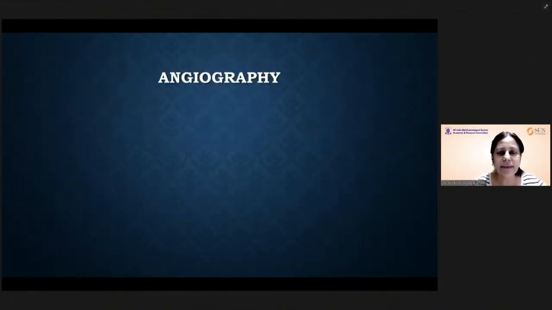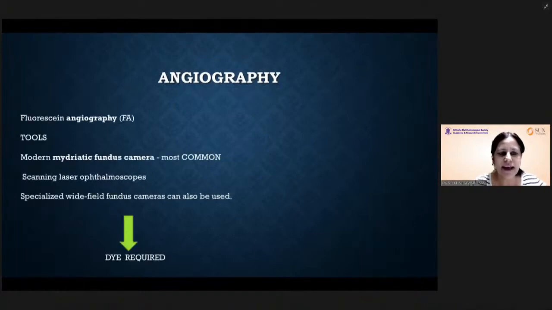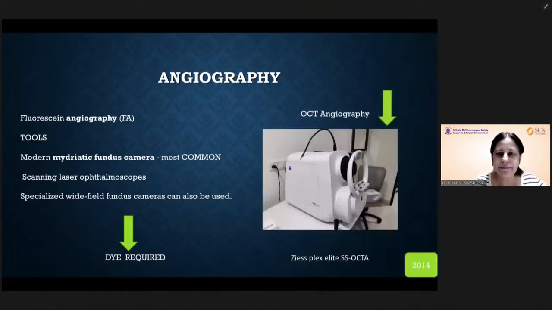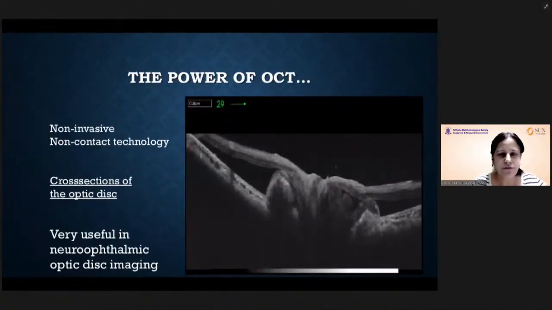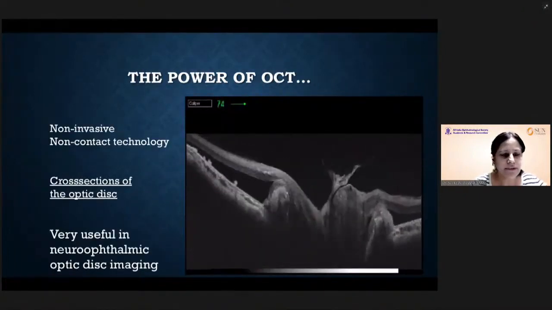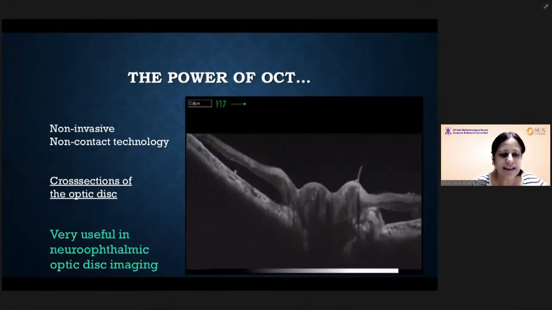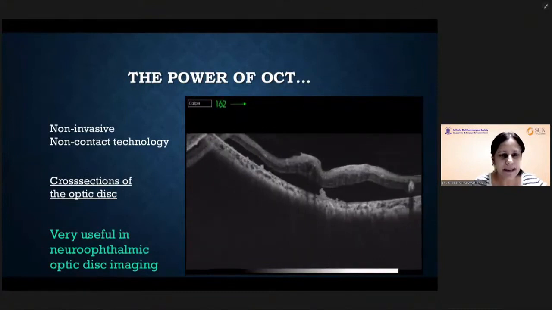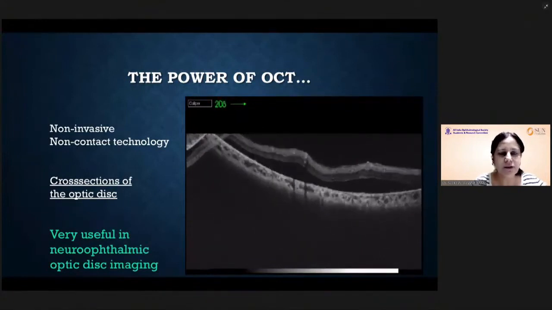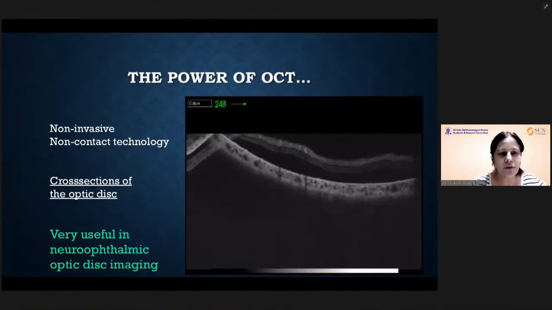We can image the optic disc vasculature with the help of dye, that is fluorescein, and use a mydriatic fundus camera to capture the images, or we can use scanning laser ophthalmoscope or a wide field fundus camera, but a dye is required. Recently, we can do the same using OCT angiography. There's no dye required. Now, of all the techniques that I've enumerated, the OCT has been very useful in neuro-ophthalmic optic disc imaging. The power of this technology is that it's non-invasive and it's a non-contact technology.